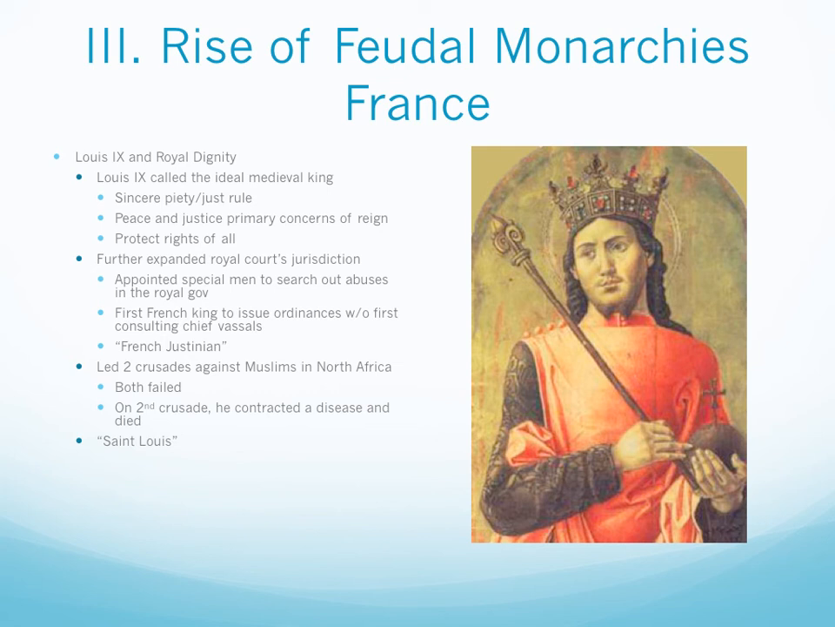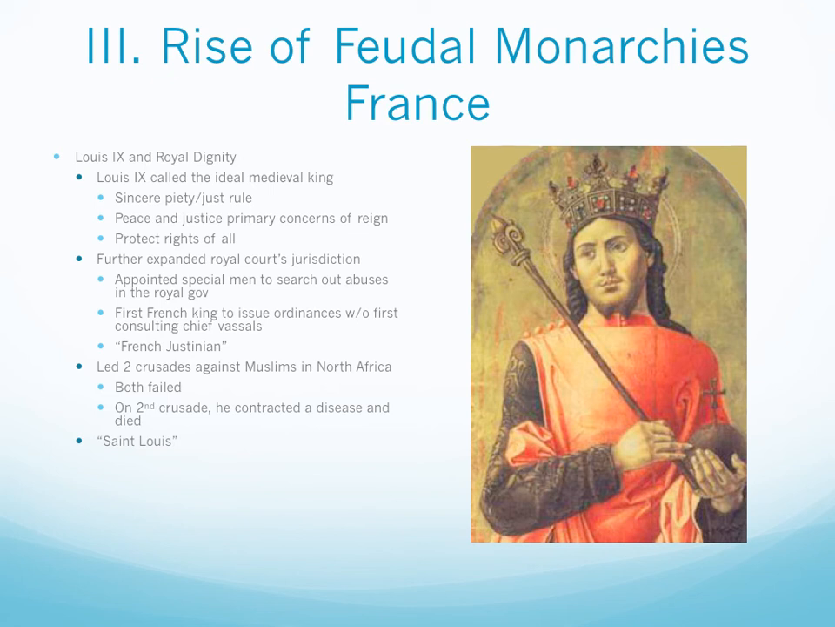Then we get to Louis the Ninth. Louis the Ninth is called the ideal medieval king. He just wants to have a very peaceful and just rule. He wants to protect the rights of all his citizens. He will further expand the royal court's jurisdiction, so you kind of just see that building from king to king, that they're expanding the rule and the authority of the French monarchy.